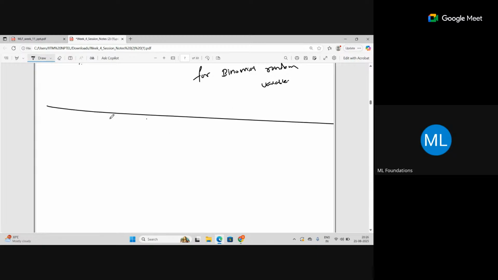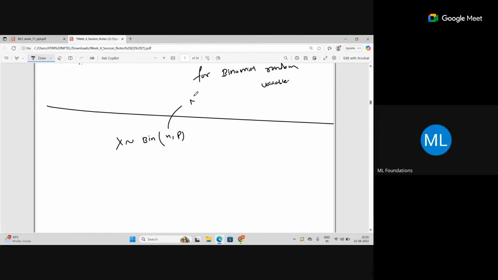So X is a binomial, or generally it is written like this. I'll also write it according to the convention: X is binomial with n, p. What is n and p here?